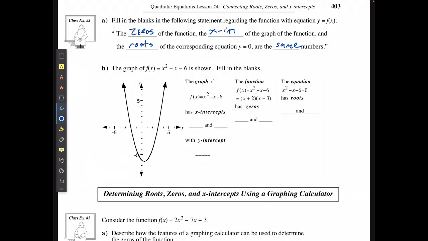So if I'm looking at this graph, then in this case, I have the x-intercepts at -2 and 3, and I have a y-intercept at -6. I'm going to have the zeros of -2, not -3, and 3, and I'm going to have the roots of -2 and 3.